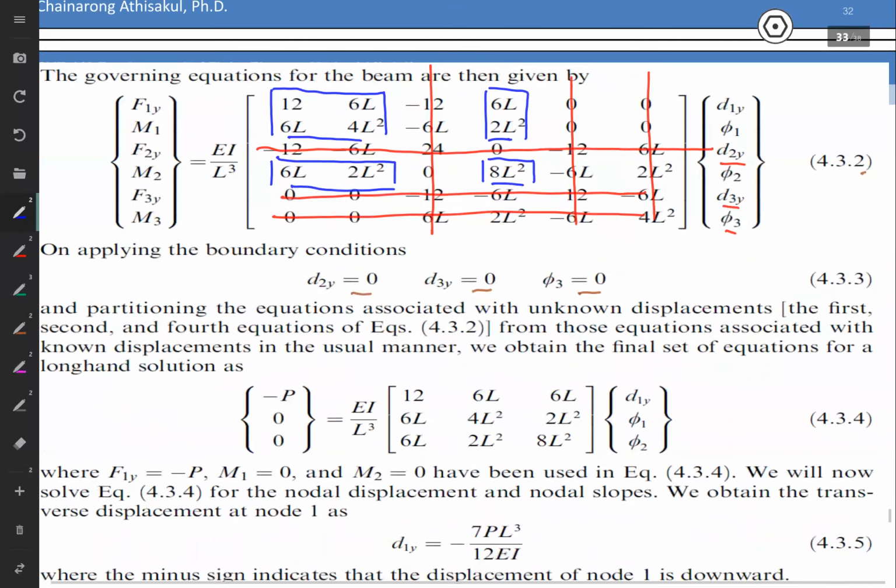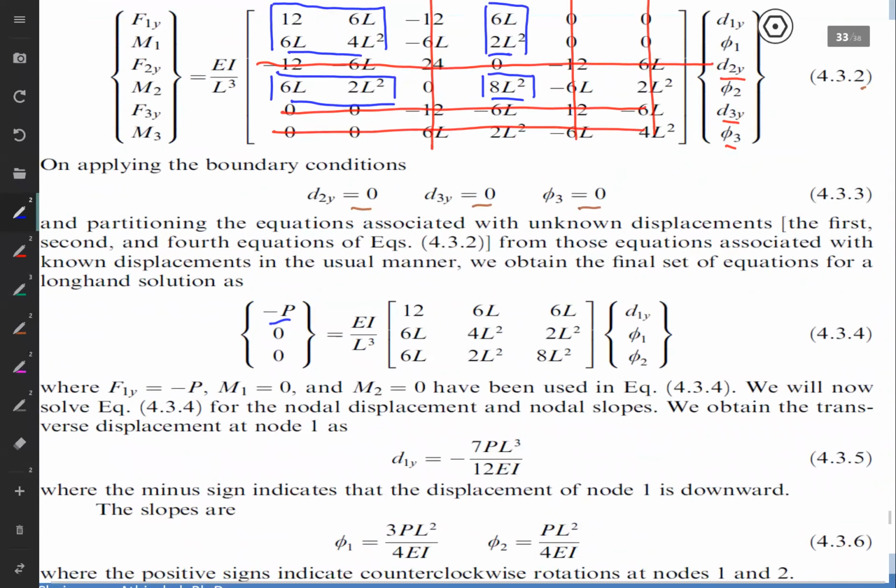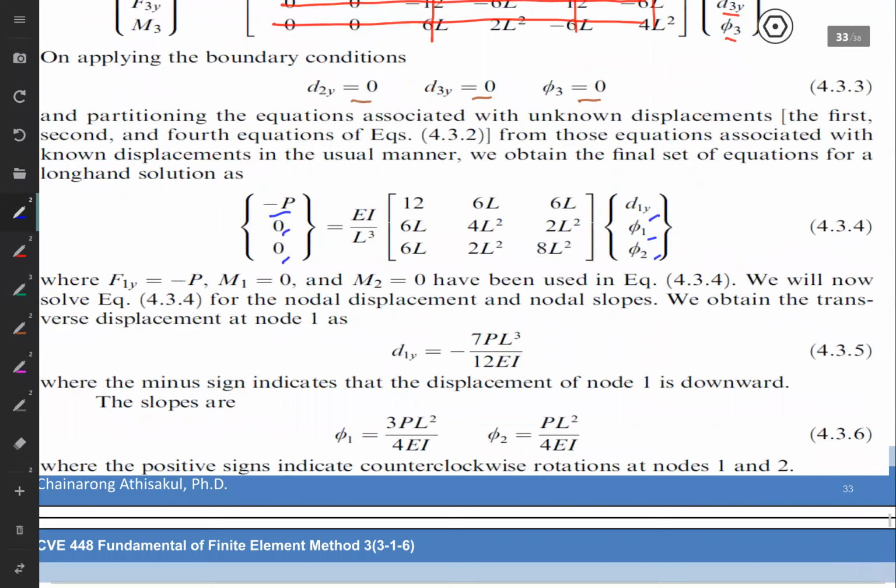So when we substitute into the equation, P should be a negative sign. For the moment at node number 1 and node number 2 equal to 0, we call this no applied load. And after that, we see that from this equation, it is 3 equations with 3 unknowns like this. We can solve for d1y, phi 1 and phi 2.